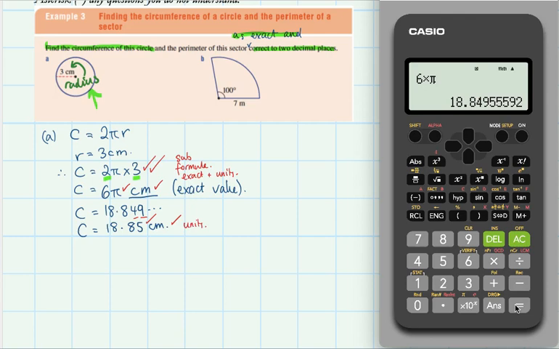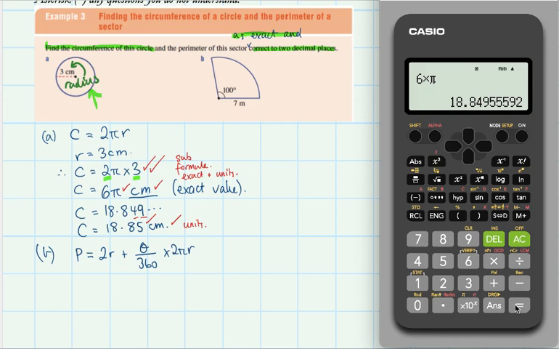Let's move on to the sector. Now the sector may seem a little bit more unusual, but if push comes to shove, just make sure that you use the formula. The formula for a sector is the perimeter is equal to 2r plus theta on 360 degrees times 2 pi r.